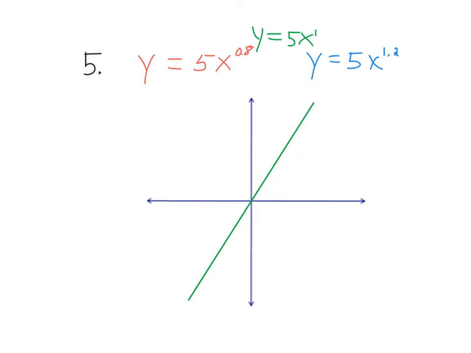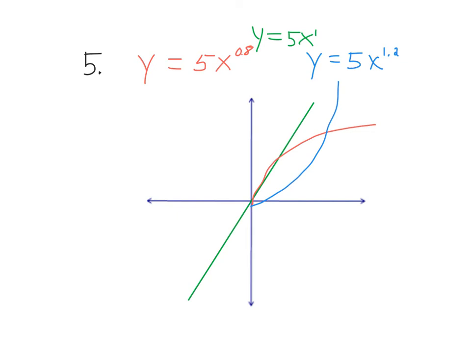And then if it was something like 5x to the 1/2, something less than 1, it would basically curl down. And that's really all you have to keep in mind: if your exponent is less than 1, it's going to be concave down coming out of the origin. And if your exponent is greater than 1, it's going to be concave up coming out of the origin. So if you can keep that straight, that's half the battle.